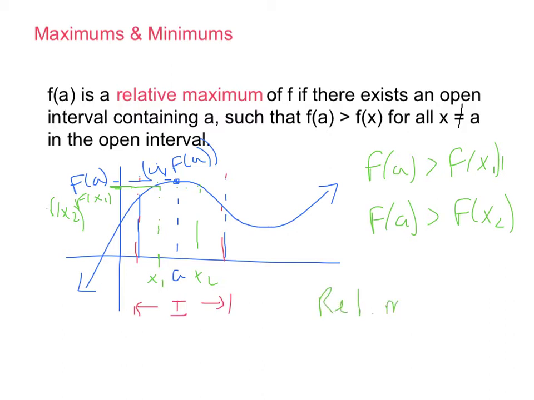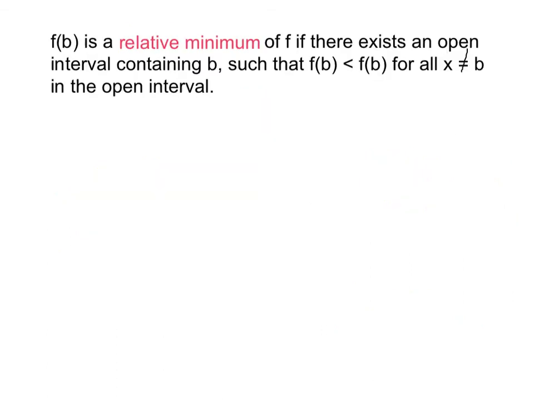So there is a relative max at x equals a, and the value is f of a, whatever that y-coordinate is, that's the value of the maximum. Now we have the same kind of thought process for minimums, only instead of having a value that's larger, we have a value that's smaller.